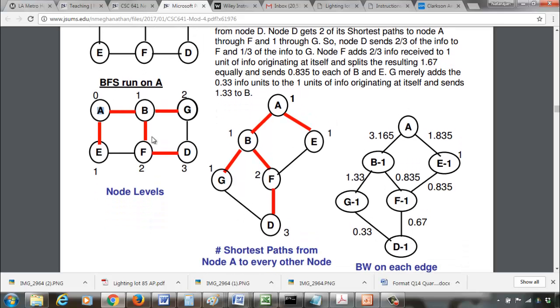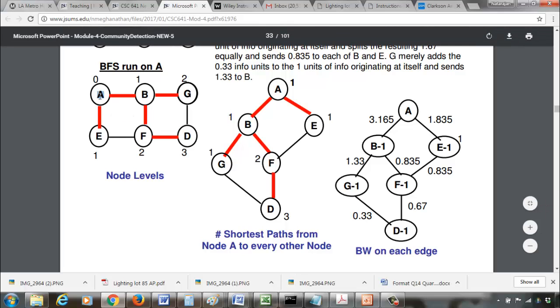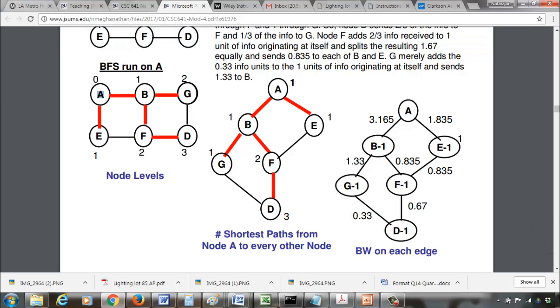So now what we do is we try to find the number of shortest paths from A to every other vertex. For that we again use the level numbers. So the number of shortest paths from A to itself is 1. That's our initial condition. Now for any other vertex we find the number of predecessor vertices at the earlier level and we add all those shortest path numbers.